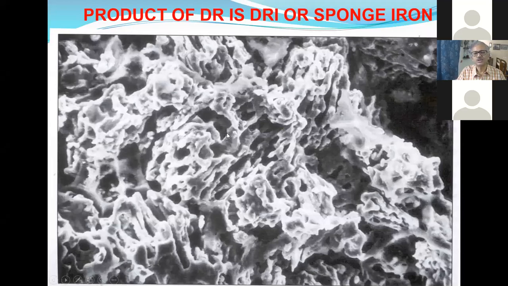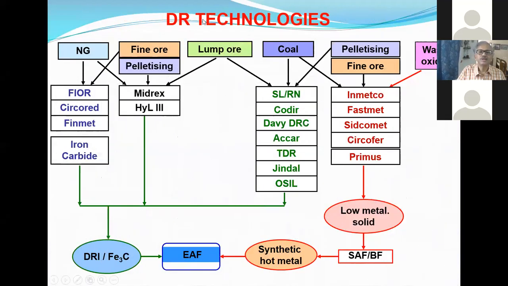Basically, during the solid state reduction, CO gas evolved. The CO comes out, making CO and CO2. As a result, you get a lot of pores inside. So there are different DR technologies. You can have natural gas based processes like Finmet, Circored, and Finex, where you have iron ore fines and reformed natural gas. And then you have shaft furnace based processes like Midrex and HYL-3. Here you have to charge pellets, natural gas, and lumpy ore also you can use.